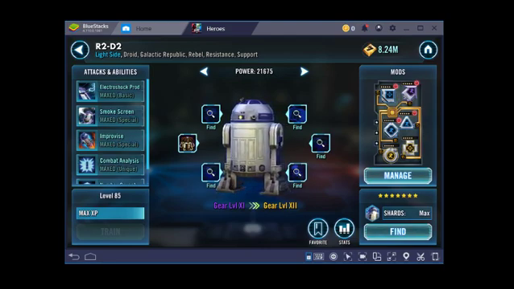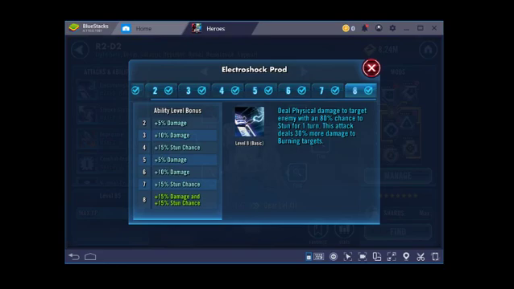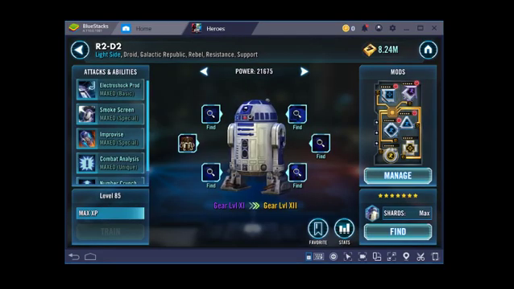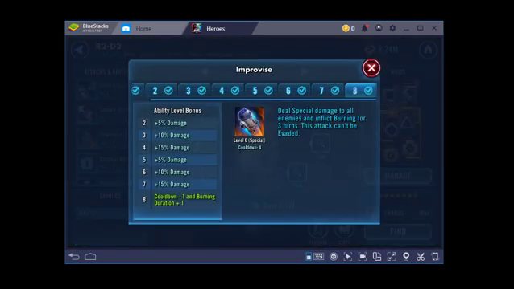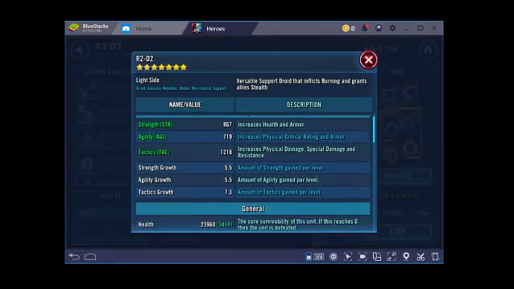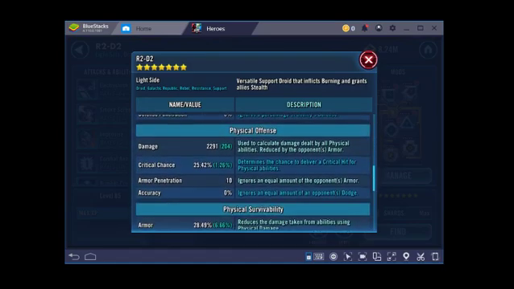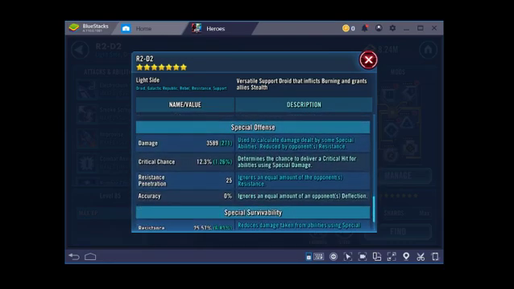R2 is one of the examples, though, of why I don't want to use offense to do the basic math here. His basic ability uses physical damage, but when he goes to use his burn, it actually does special damage. So when we look at his stats, it's not huge, but it is significant. The regular damage on my R2 is just shy of 2,300. His special offense, though, is just shy of 3,600. That extra 1,300 damage is pretty significant.